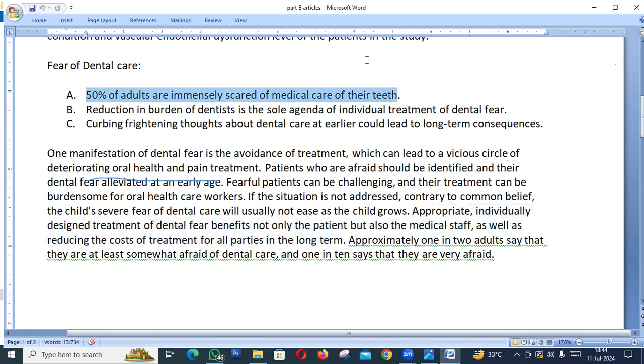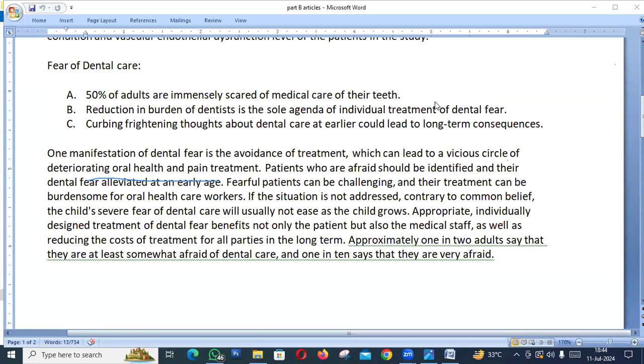So why is A correct? This is my question. Only those people will answer me whose answer is A. They will justify why it is correct. Approximately 1 in 2 adults.